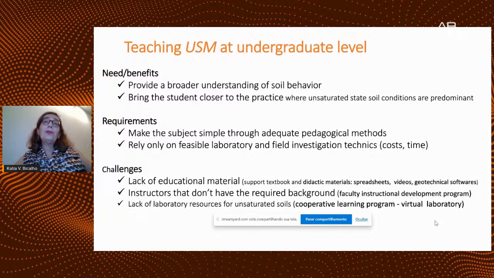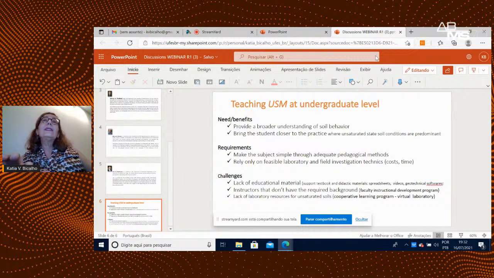And also, we know that even for saturated soil, the laboratory is something that costs, so maybe we could think about a virtual, not virtual laboratory, because we need the laboratory for soil mechanics, but we can also have a cooperative learning program, for example, to discuss that. And that's something maybe we could discuss in the next section of the webinar.